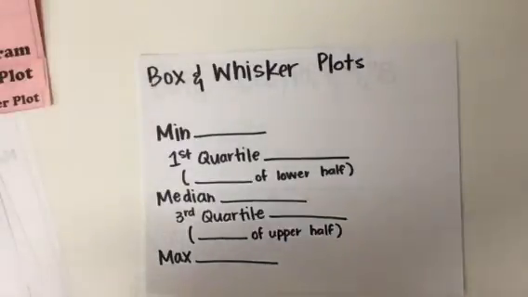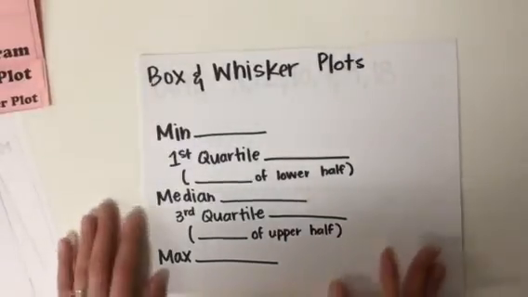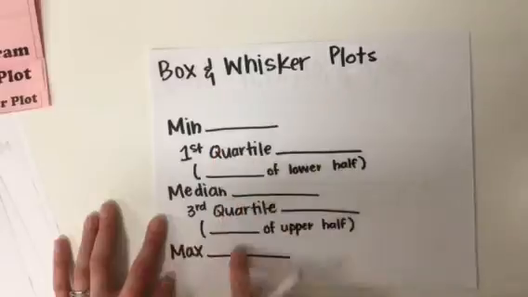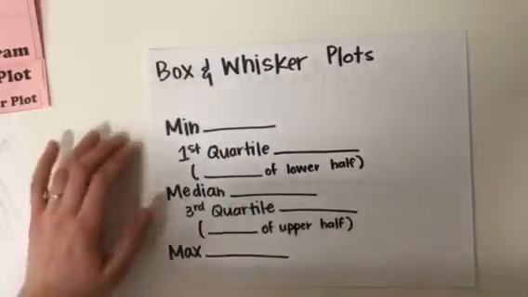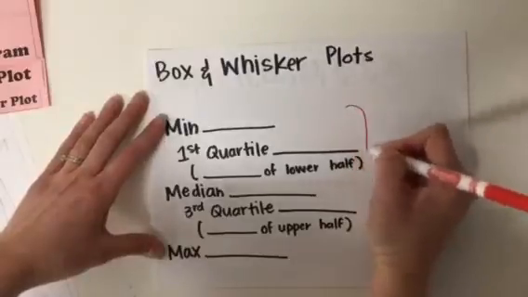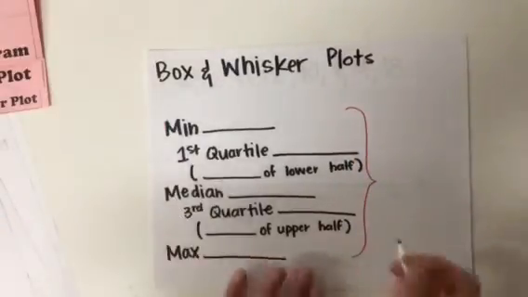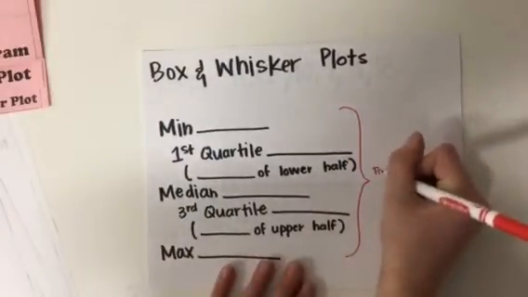Okay, now let's look at the box and whisker plots. This is our last one for today. Some of these things should already be familiar to you. The min, median, and max, first and third quartile may be new, but just so you're aware, all of this data is called the 5-number summary.